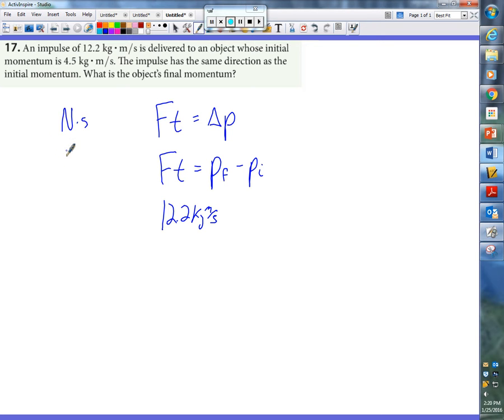But that's really the same thing as kilogram meters per second, because a newton is really a kilogram meter per second squared. If that's getting multiplied by seconds, that cancels. And what are we left with? Kilogram meters per second.